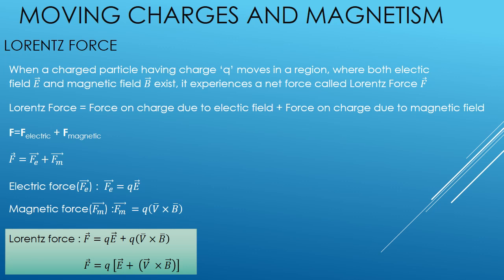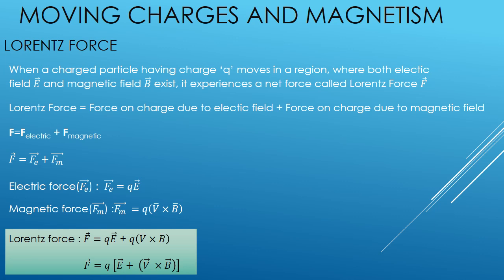When a charge Q is moving in an electric field, the charge will experience a force due to the electric field. We can express that force as Fe is equal to QE. From this equation it is clear that the direction of force and the direction of electric field are the same. Next is magnetic force. In the previous class we already derived the expression for magnetic force. That is, Fm is equal to Q into V cross B. The direction of this magnetic force is perpendicular to the direction of velocity.